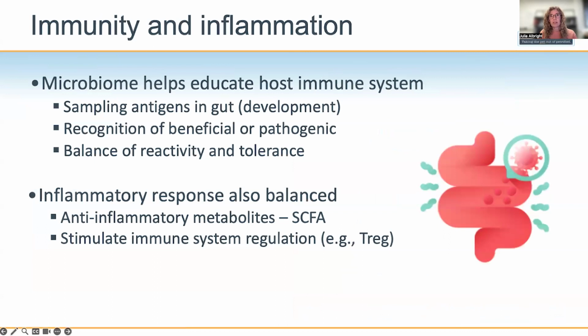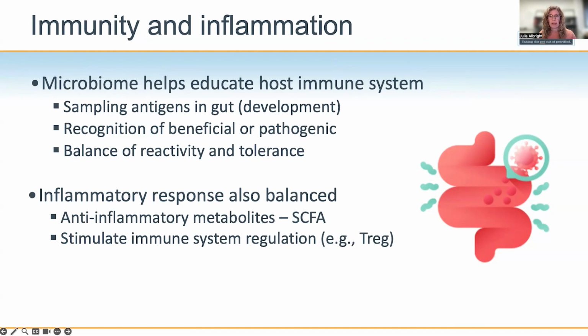So that also leads us to talking about how balanced the immune system needs to be. The microbiome needs to be recognized as beneficial, and left alone, right, and not destroyed by our immune system. So how does that happen? The microbiome is critical in shaping, or what we call educating, the host immune system during development. So early in development, this needs to happen.